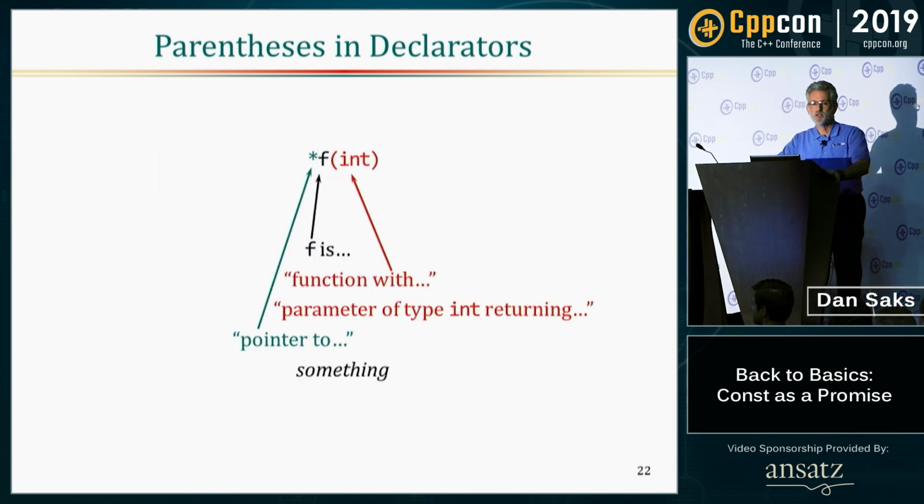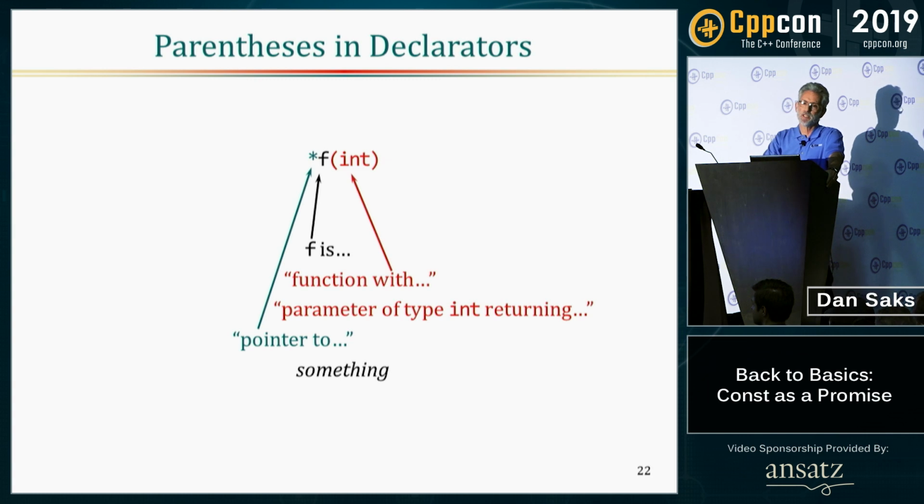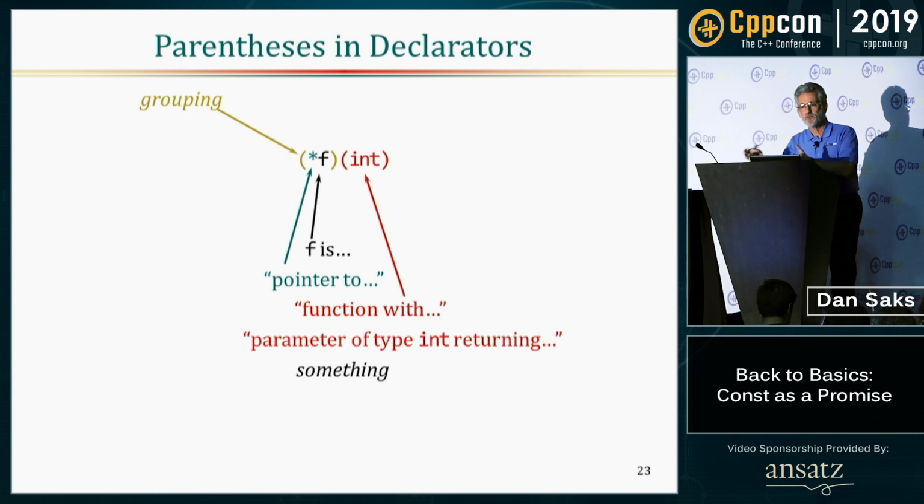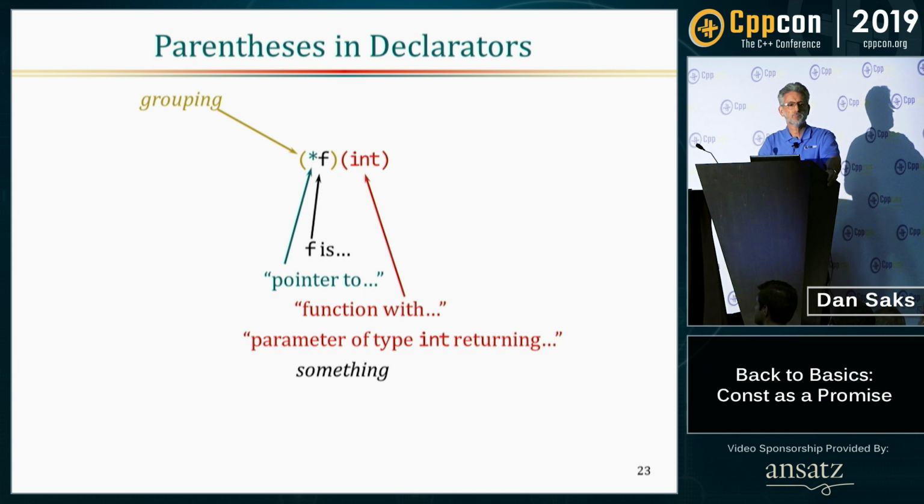For example, this is a declarator that says f is a function that takes an int and returns a pointer. If you want it to be a pointer to a function, you put parens around the f and the star. So again, I'm using color to show you the part in gold there that's the grouping parens. And you can tell those are grouping parens because the declarator ID is on the inside. You can tell that the red parens there are the function parens because they're after the declarator ID. It's very simple.